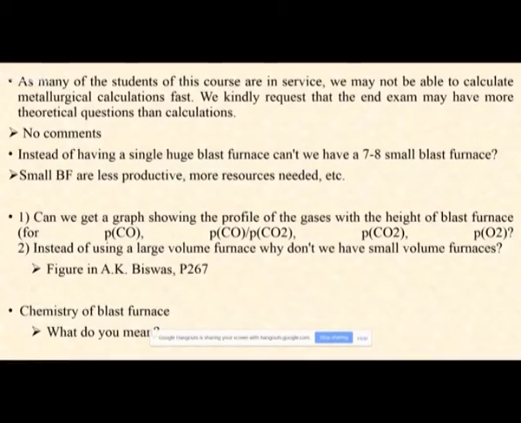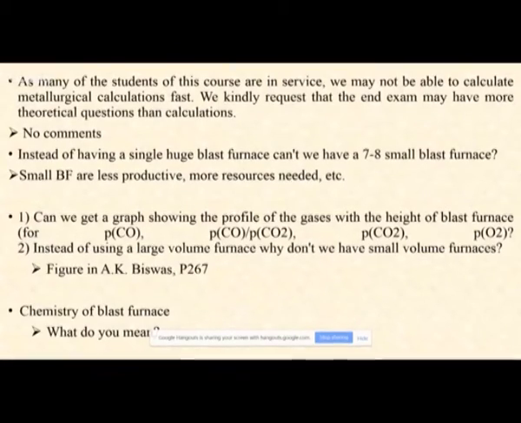Another question: can we get a graph showing the profile of the gases with the height of the blast furnace, for example PCO, PCO2, P oxygen? And, instead of using a large furnace, why don't we have small furnaces? For the second one, I have already given the answer. For the first one, you can find these graphs in quite a few papers or even in some books. I have seen it in A.K. Biswas, the reference of which is already given in the lecture.